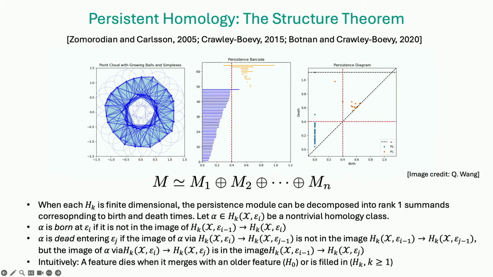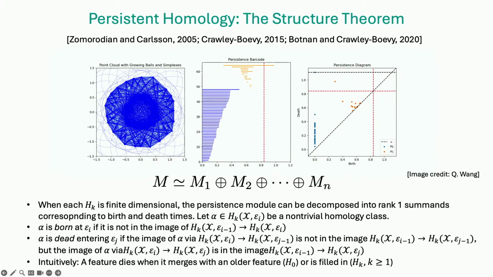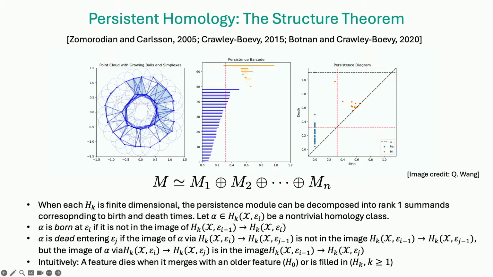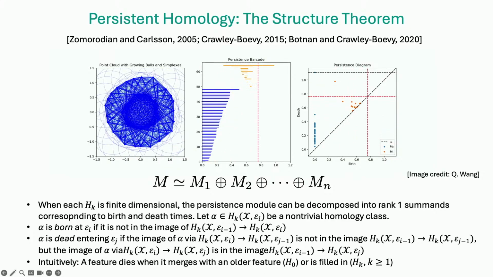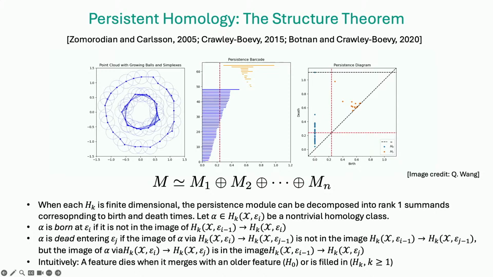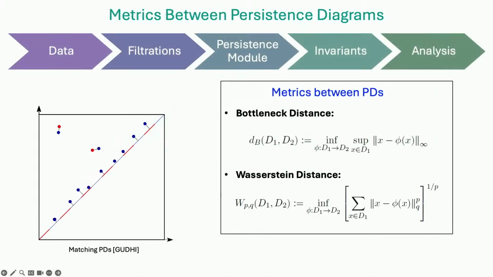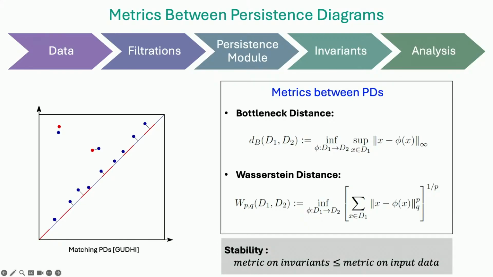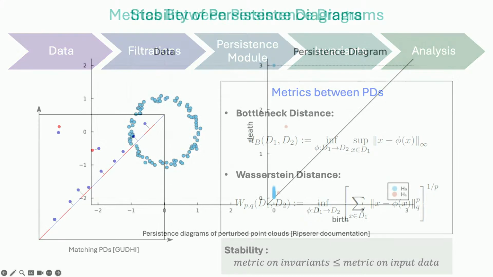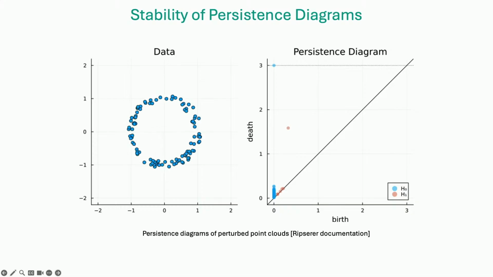You have some algebraic constructions here, like a theorem. The proof is not easy, but it gives you interpretability. And you also have metrics between these invariants, which means you can now do things like gradient descent learning, statistical analysis, and so on. And from these metrics you get the second property, which makes this viable as a tool for data analysis, because you have stability.